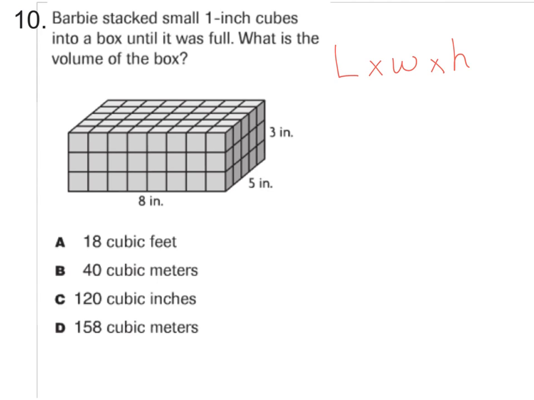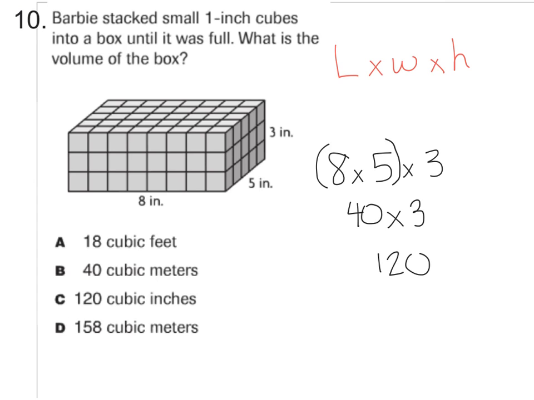Okay, friends, you should have done 8 for your length, 5 for your width, and 3 for your height. Now I'm going to use the associative property, and I'm going to group 8 and 5 together, which would give me 40, and then I could just multiply 40 times 3. And I know 40 times 3 is 120. So I would say that this rectangular prism has 120 cubic inches, and that looks like letter C right there. I hope that's what you got as well. Let's move on.